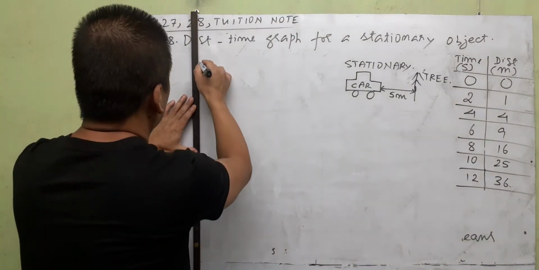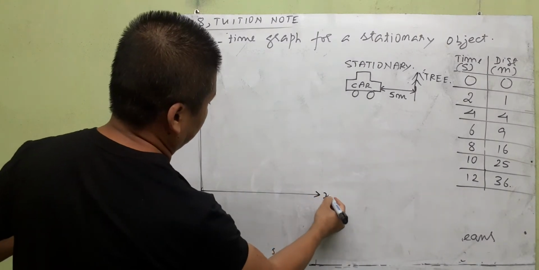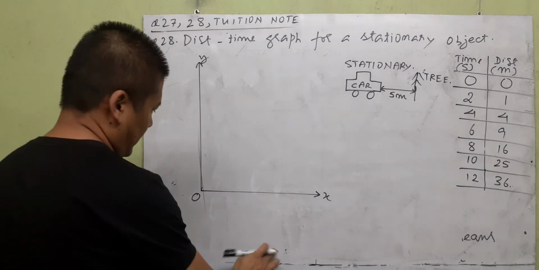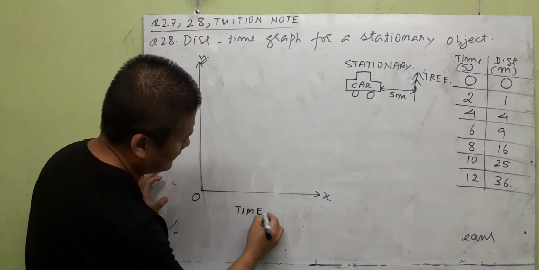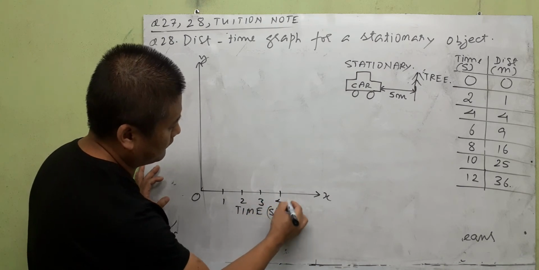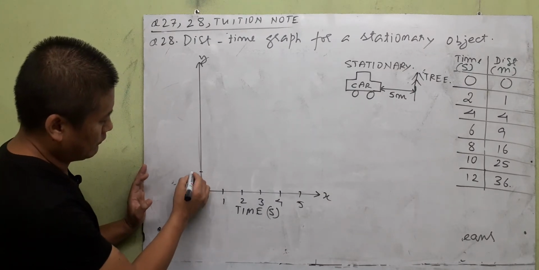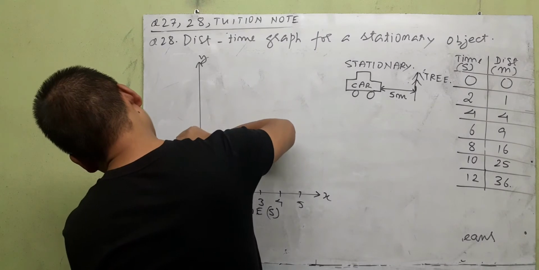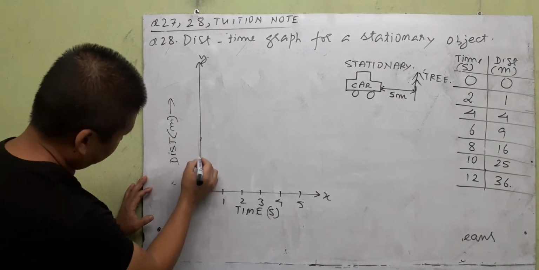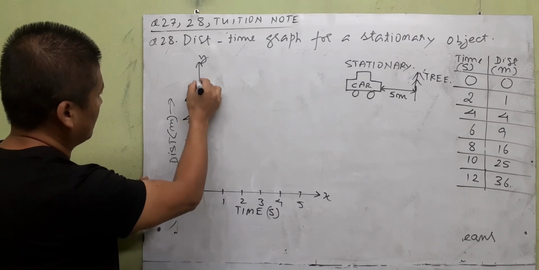Just like the first two, the graph you draw is the same, that is the x-axis and y-axis, with the origin here. On the x-axis, we plot the time as we did for the previous two cases, in seconds. After 1 second, 2, 3, 4, and 5, like that it goes. Then on this side of the graph, the distance is given in meters. So it goes 1 meter, 2 meter, 3 meter, 4, 5, 6, 7, like that.